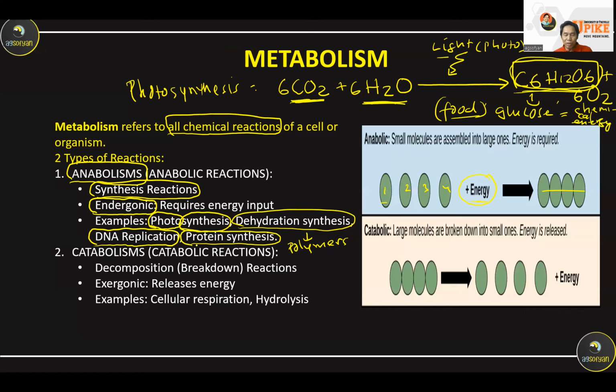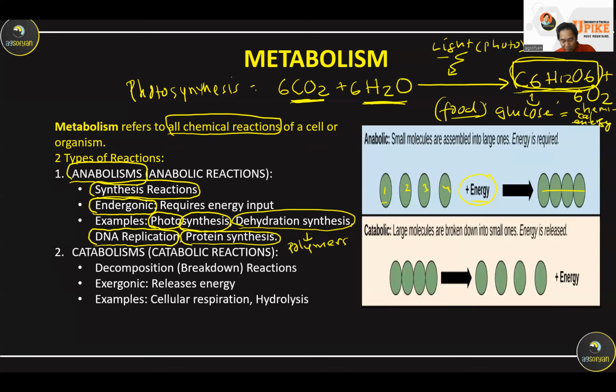And ribosome will combine many amino acids together. It will make a long chain of amino acids, called a polypeptide. If it is more than 50 amino acids, mostly it's called a protein. So proteins are actually polypeptides. Okay, so this is the anabolism.